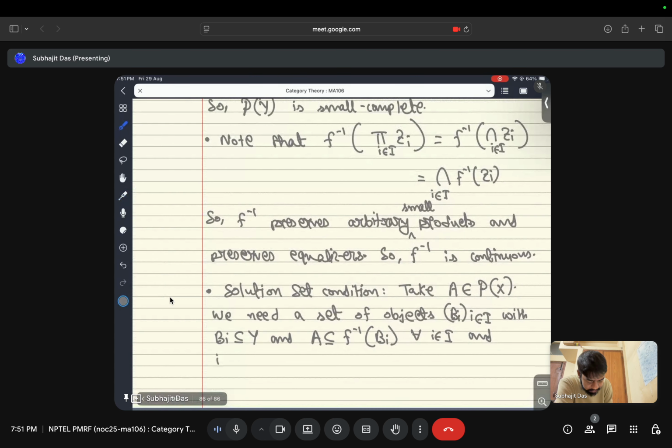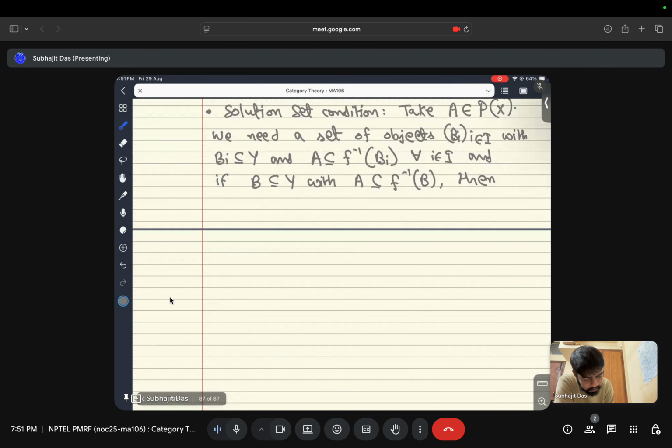And if B is a subset of Y with A contained in F inverse B, then there exists some i in I with Bi contained in B. So the question is, for the given A in Px, what should a set of such objects Bi be, such that Bi is contained in Y and A is contained in F inverse Bi for all i in I? What should that be? What do you think?